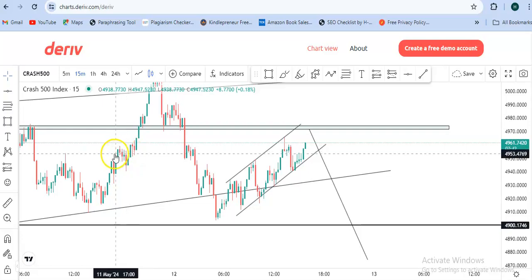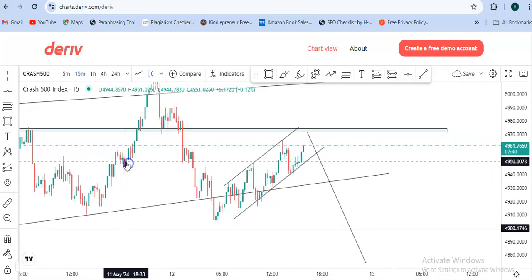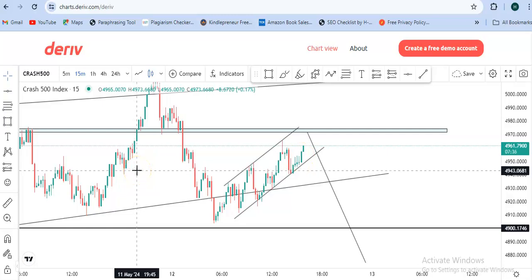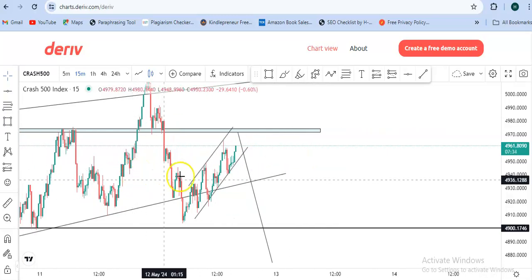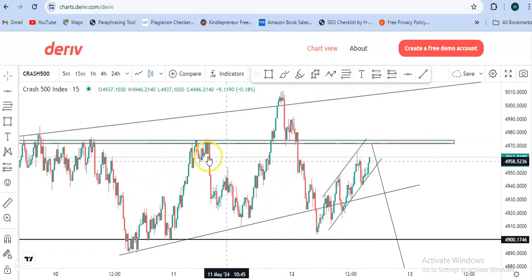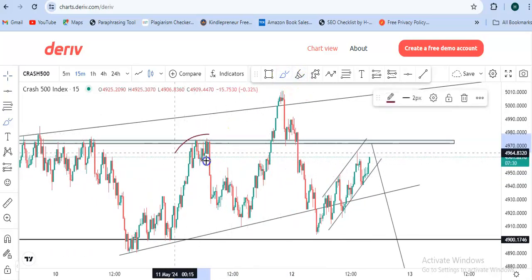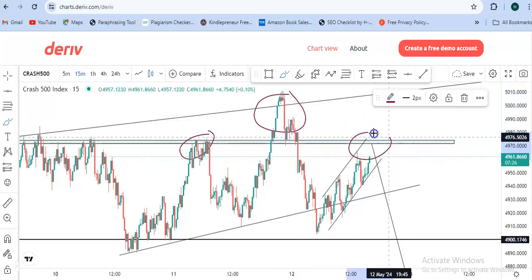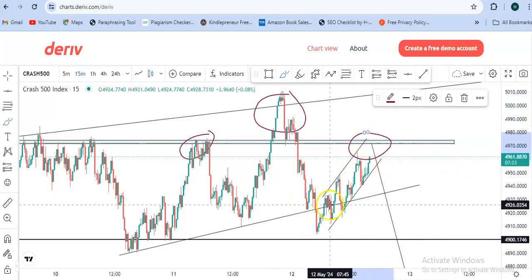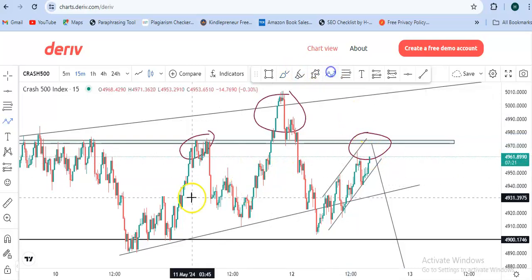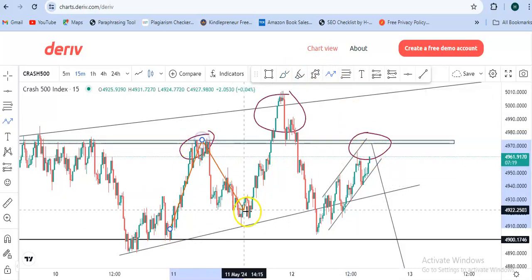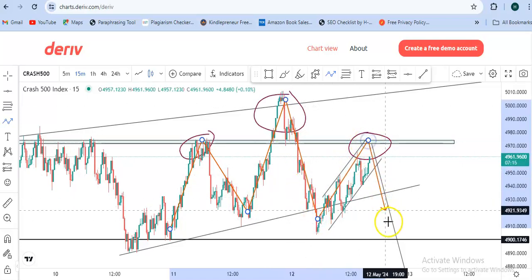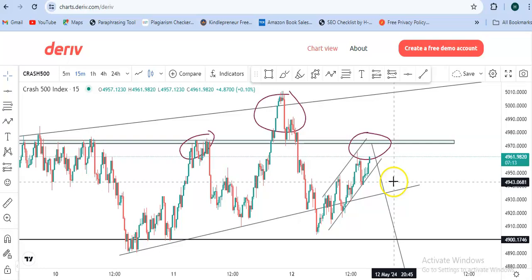In this video I want to show you a quick analysis of the Crash 500 index because I'm expecting massive spikes to the downside. Right now you can see I'm on the 15 minutes time frame. I've already analyzed the chart and you can see the market is giving us a head and shoulders pattern right here. We have the left shoulder here and this is the head, and I expect the right shoulder to form around here. I'm expecting the market to sell massively to the downside.